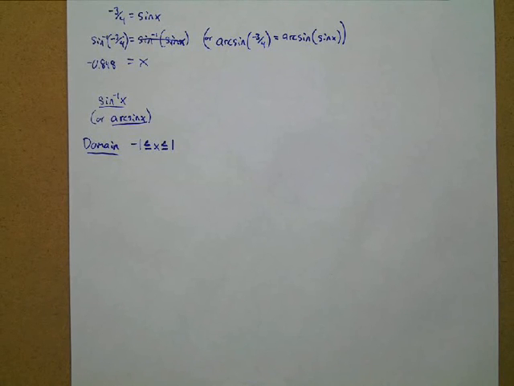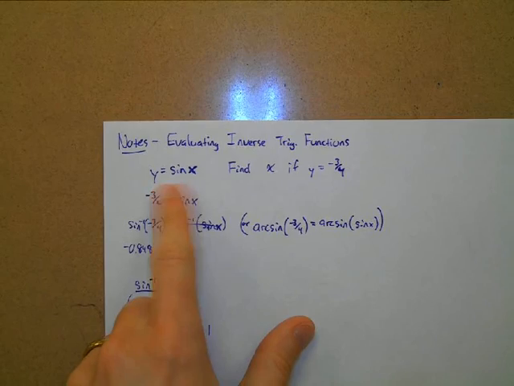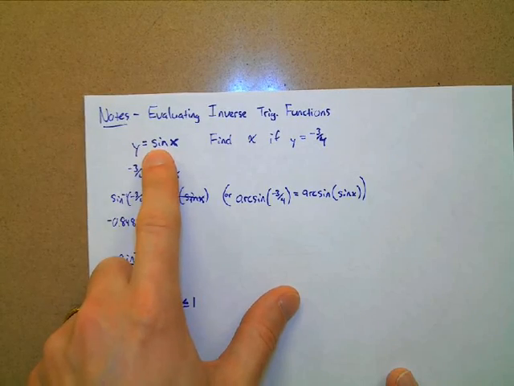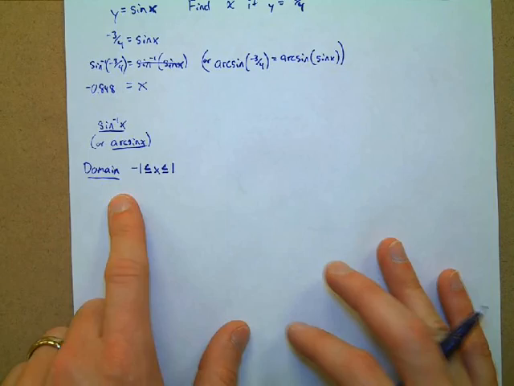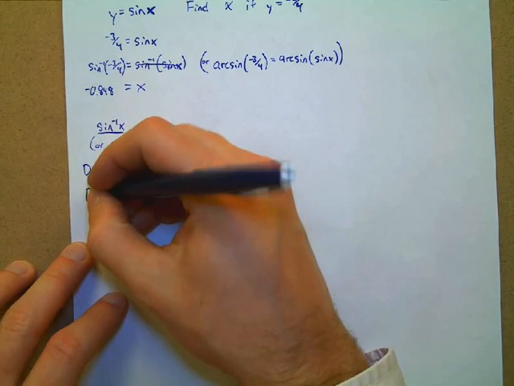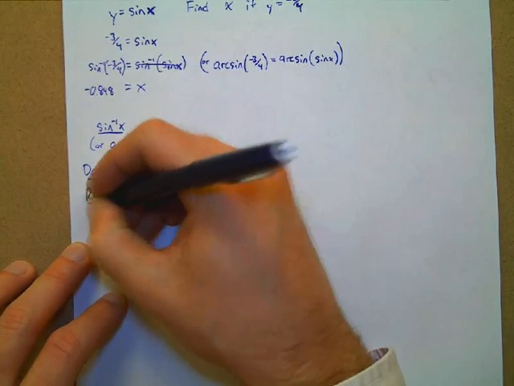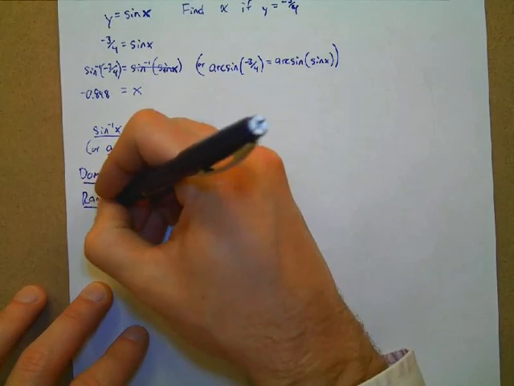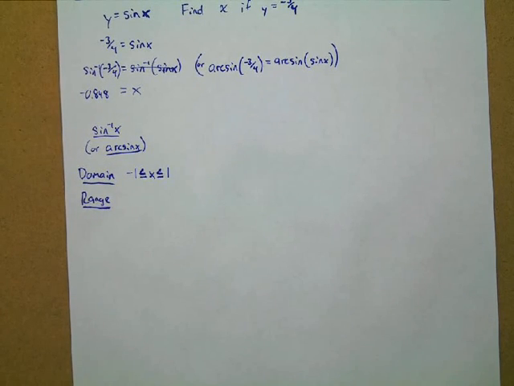The range here, though, is not exactly the same as sine. Sine's domain is -infinity to infinity, so you might expect that the range will be -infinity to infinity. But it's not. We have to limit it to make it maintain a function. So the range for sine inverse is -pi/2 to pi/2.